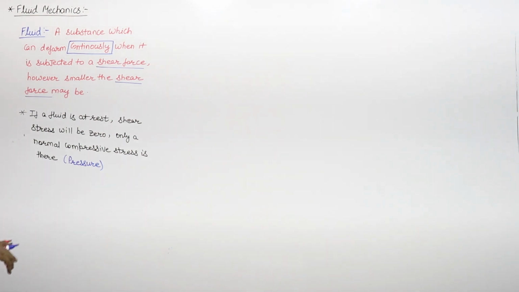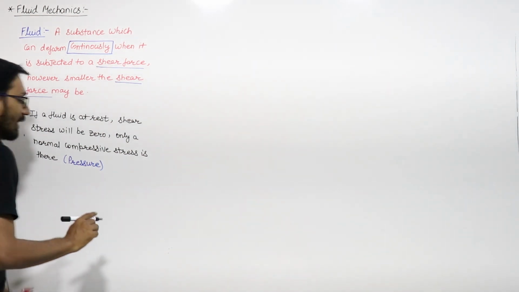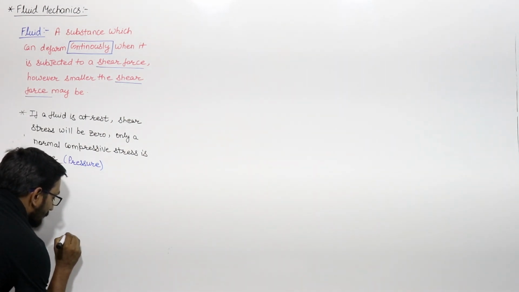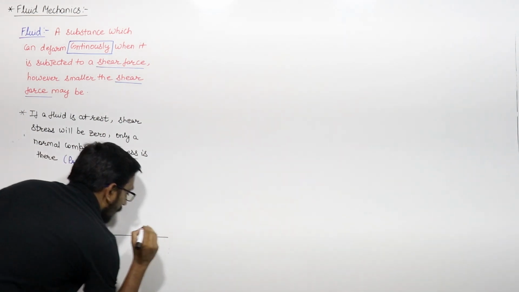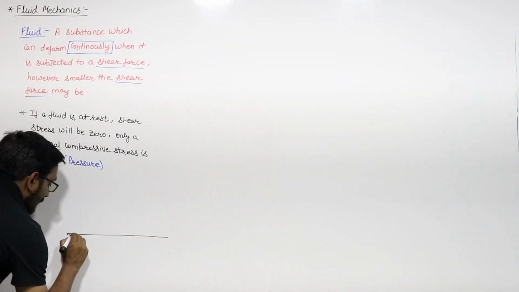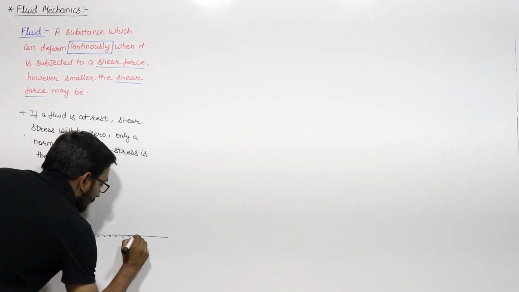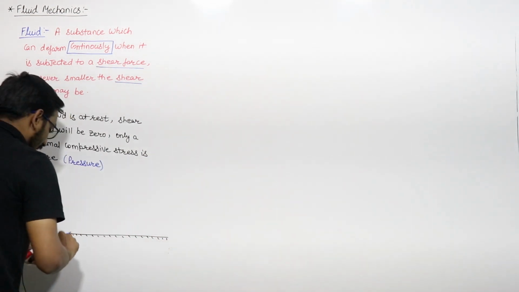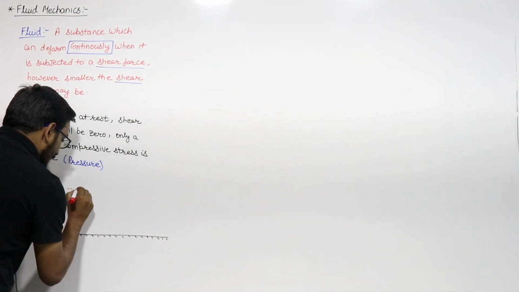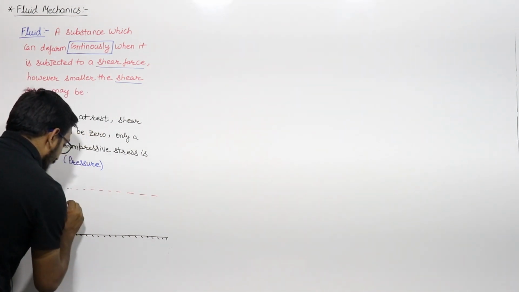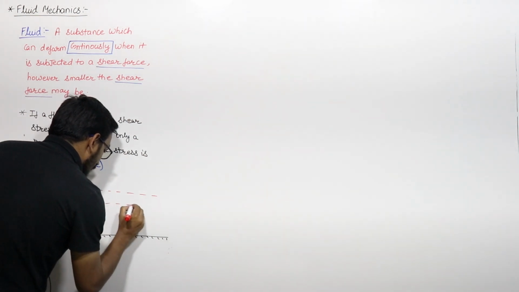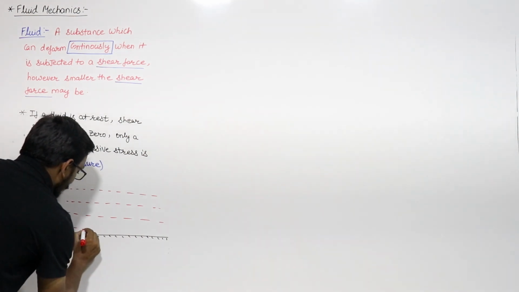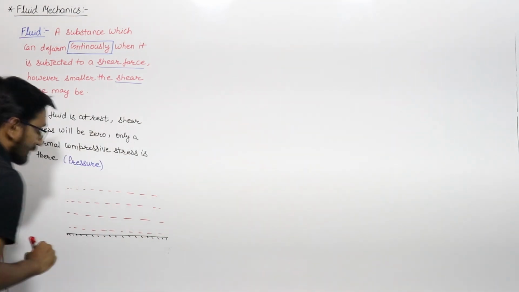I can explain this with the help of a diagram. Suppose, let us say, this is a fixed solid surface over which your fluid is flowing. Initially, I say that on this surface some fluid is present. These are the layers of fluid. We say that this fluid is present over this surface.